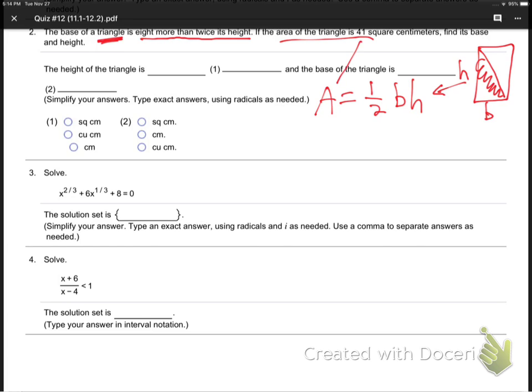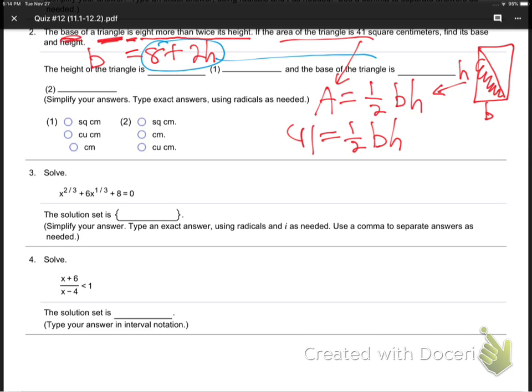It tells us the area is 41. So 41 is a half base times height. And then it says the base, B, is 8 more than twice the height. So that's the base. That right there goes in for B. So this equation becomes 41 is a half. I'm going to put the H in the front. And then the B, and what's the B? What's the base? 8 plus 2H.